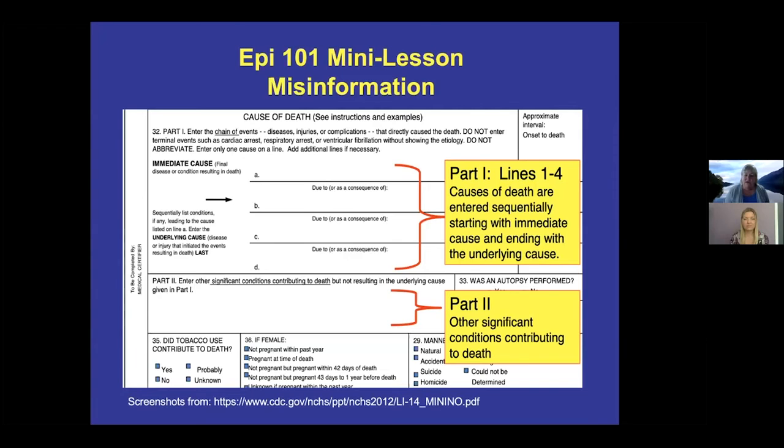And the first thing that is listed is the immediate cause of death. What was the cause of the death right then? And then below those, you start listing the conditions that led to that immediate cause. And you keep doing that until you get to the underlying cause, like what started that whole cascade of events. And that's part one of a death certificate. Part two of it is where you can list other conditions or diseases that may have contributed to the death.